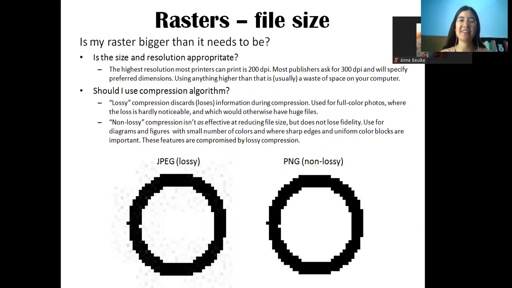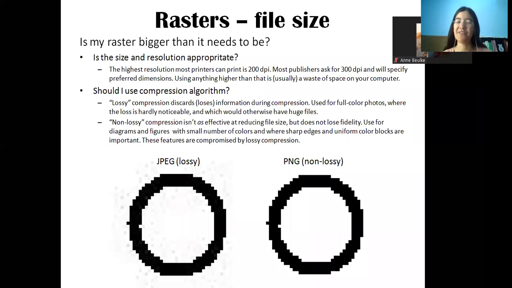The next thing you should look at is whether you should be using a compression algorithm, which really gets down to which file type you should be saving it as. So there are 2 types of compression algorithms, which are lossy and non-lossy. So the lossy compression, as the name implies, loses information when the file is compressed and saved. So JPEG is a common lossy compression format that's used.